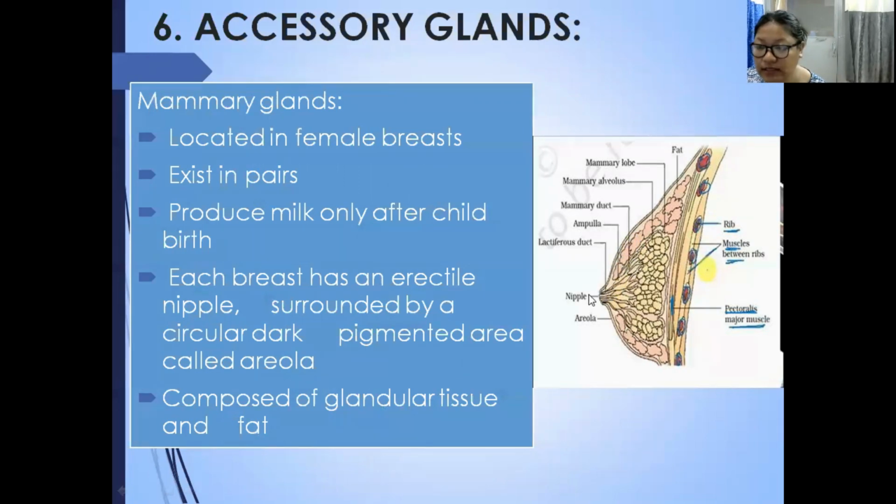It is through this lactiferous duct that milk is sucked out. So you see the fat here is divided into compartments as the mammary lobes, and they will have the mammary alveoli, which will secrete milk. But after the secretion of milk, it has to be joined to the mammary duct, and the mammary duct has to be joined to the ampulla, and the ampulla will be connected to the lactiferous duct. Only when all these connections take place will milk be secreted through the nipple and be sucked out.